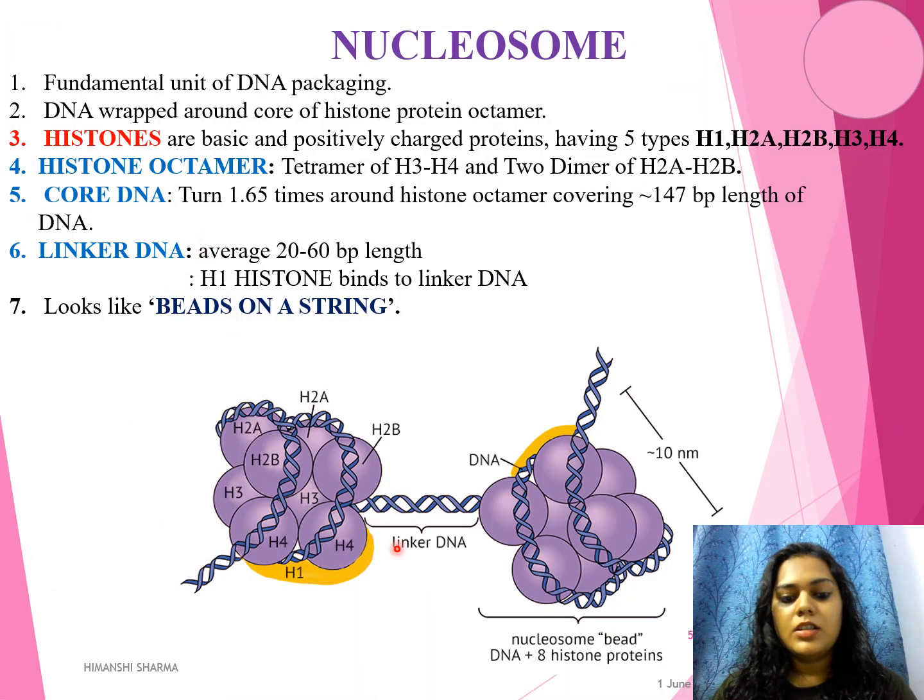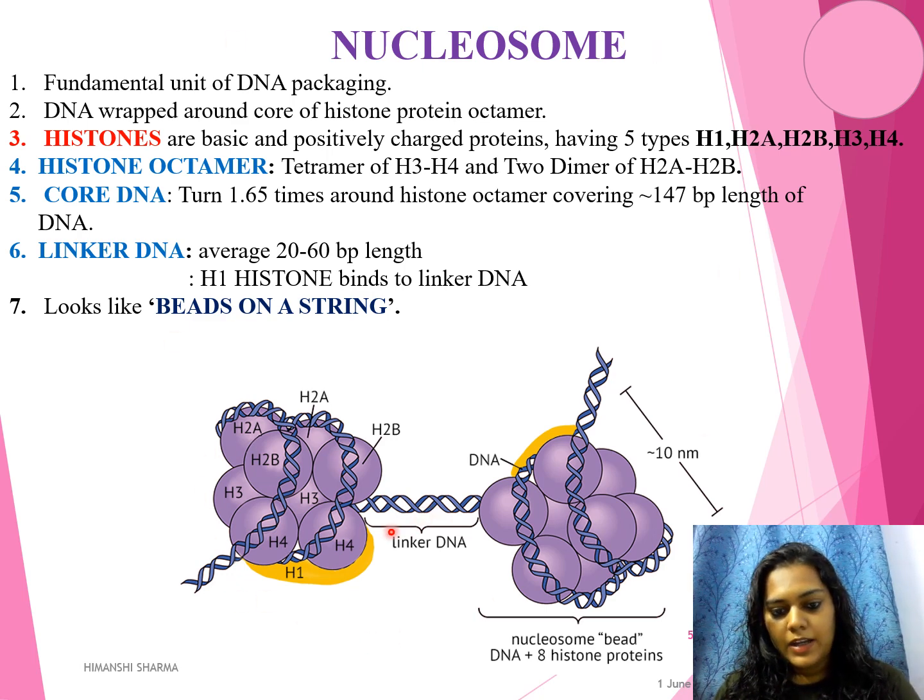Now the DNA is distinguished into two types: one that wraps around the histone, which is core DNA, and one that is linker DNA. Core DNA turns 1.65 times around the histone octamer, and around 147 base pairs of DNA are covered in this part. This is linker DNA. H1 histone protein is not shown in this picture, but it binds at this position, and its length is around 20 to 60 base pairs. This whole structure looks like a beads on a string structure. These are the beads, and this is the string. The whole diameter of this nucleosome structure is around 10 nanometers.